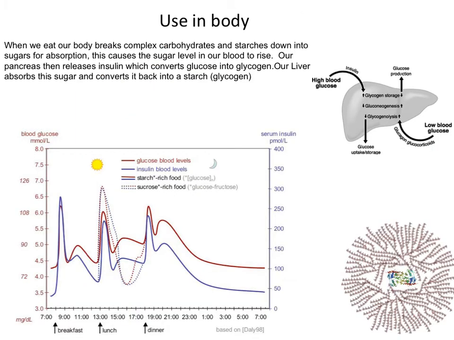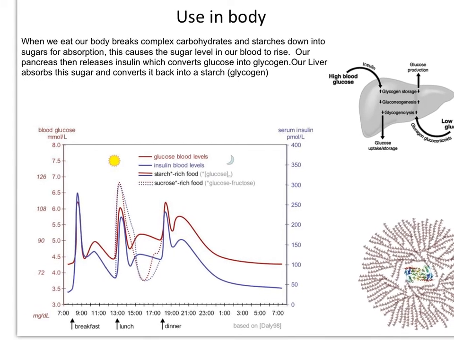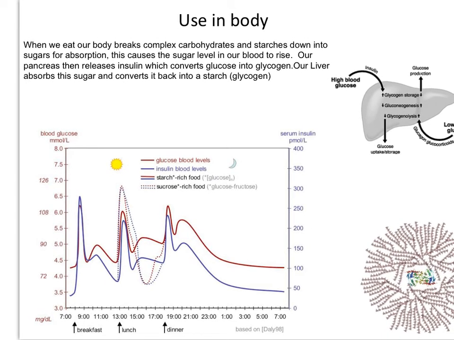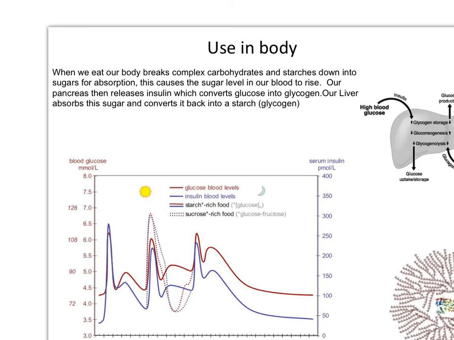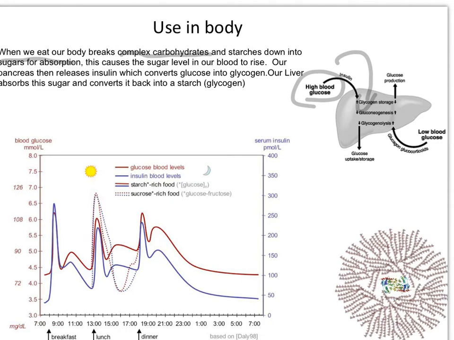So how is it that we get to see this in the body? I thought that would be nice for you to see. When we eat food, particularly when we eat sugars, our body's going to break up complex carbohydrates and starches down into simple sugars. The simple sugars go into our blood. These sugars then go into our liver, and our liver converts these simple sugars into glycogen.